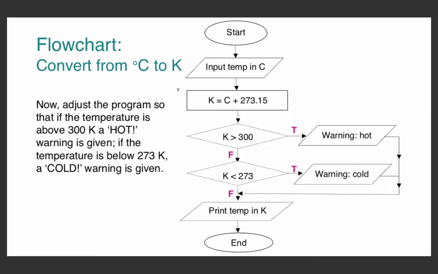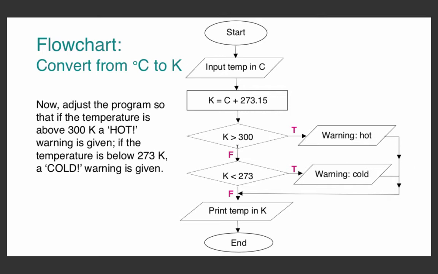Okay, so we could create something a little bit more complicated. It says, now adjust the program so that if the temperature is above 300 degrees Kelvin, a hot warning is given. And if the temperature is below 273 degrees Kelvin, a cold warning is given. So we have the same thing, input temp C, then we calculate the Kelvin, and then we have this decision process. Is the Kelvin temperature larger than 300? True. Okay, then I go hot, and then I follow these arrows down to this point here.